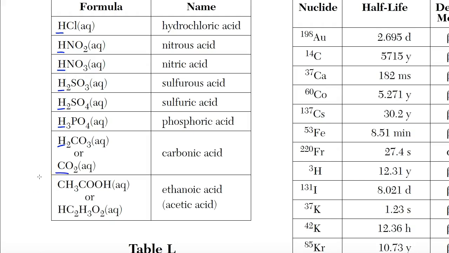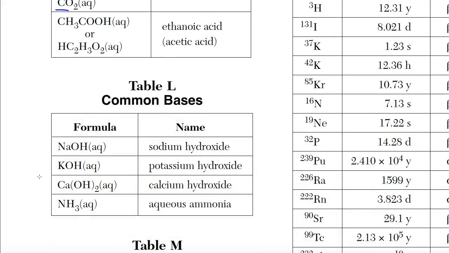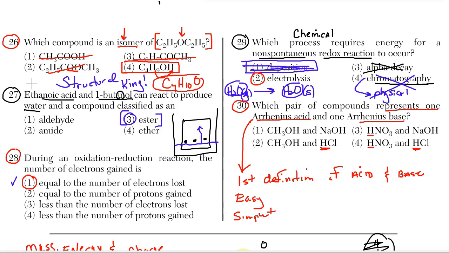Now Table L lists common bases, and to be a base, you have to be a salt, an ionic compound that dissociates a hydroxide ion. The easiest definition of a base is somehow you produce OH minuses. These are all OH minuses. If you notice, NH3 is listed as a base, but it doesn't have a hydroxide ion, so it's not an Arrhenius base. So back to the question, we need an Arrhenius acid and an Arrhenius base.